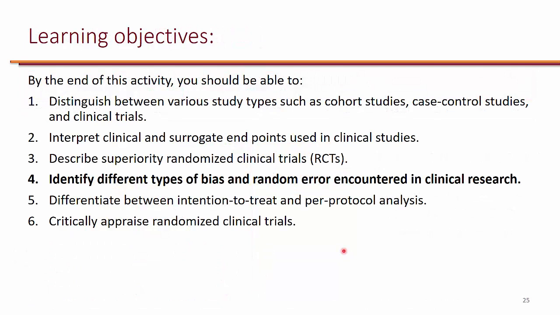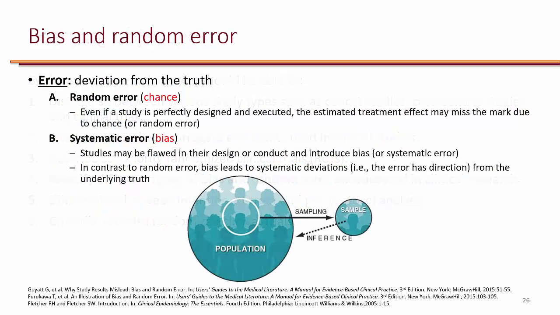The next learning objective is to identify different types of bias and random error encountered in clinical research. Now, obviously, anytime a clinical study is done, we're looking for some truth. The problem is it's almost impossible to find the absolute truth. There will always be some deviation from the truth.